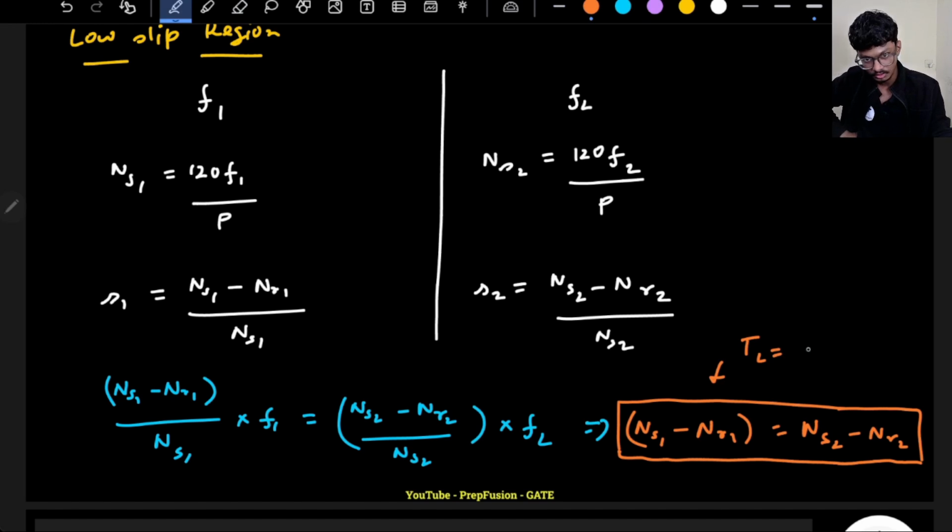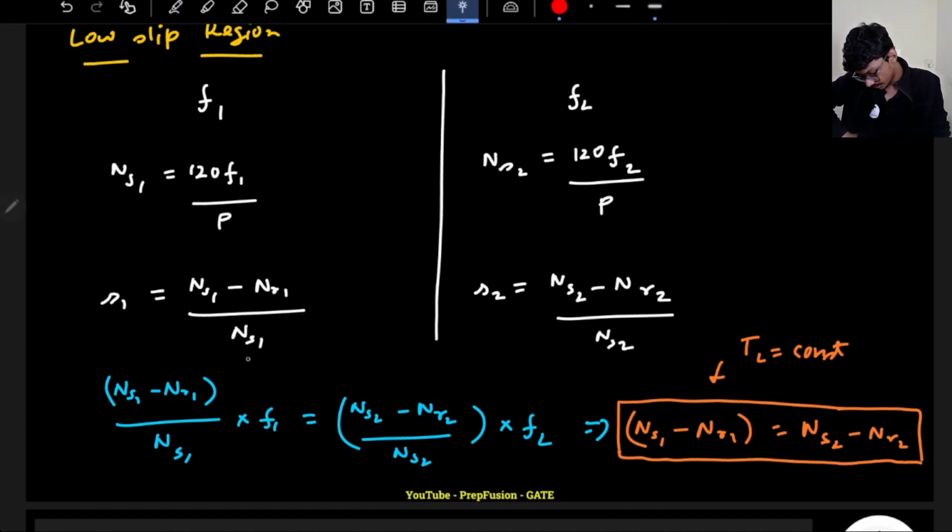If the load torque TL is constant, then only s into f will be constant. Then we can apply this. Or an easier way to understand this is, what is s into f? No, actually there is an ns, right? We cannot actually write that, so let's ignore that. Basically, what is s1 into ns1?